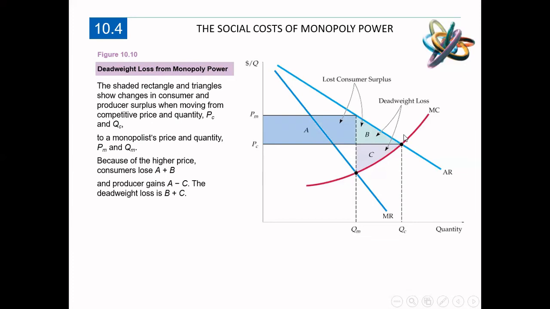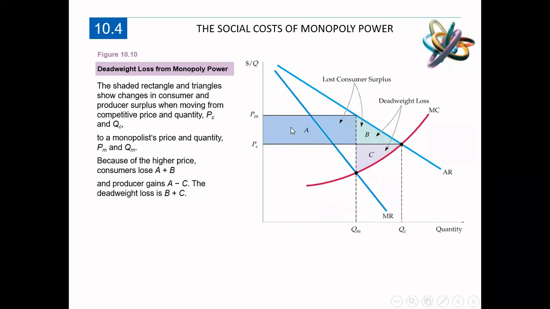So what will be my consumer surplus? My consumer surplus is the area above the price of the monopoly, below the demand. This is the consumer surplus. So rectangle A represents the loss of consumer surplus. Why a loss? Because he could have lower prices if the market was not a monopoly, and this represents the loss.